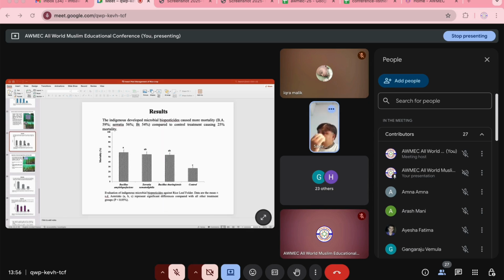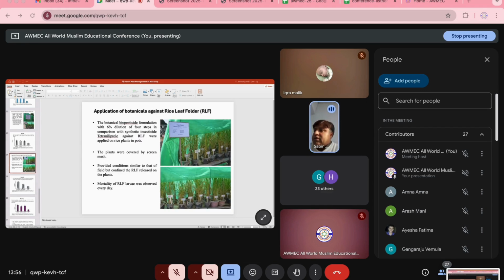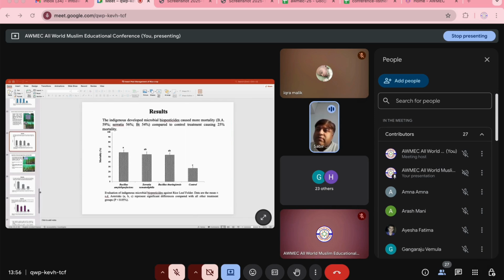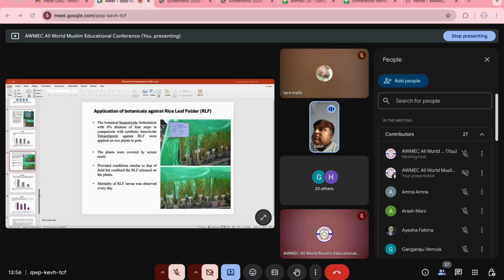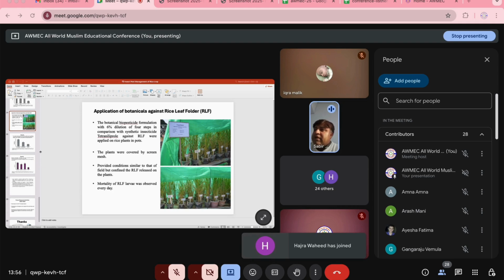After this, we have got a very excellent result. The mortality achieved was more than 60%, around 60%, by using the Bt bacterial-based biopesticide. And this is real-time data we have achieved from the field. Please go to the next slide. After this, we have further used botanicals, meaning plant-based pesticides, which is another technique to control the insect pest. For this purpose, we have developed a local botanical pesticide, very good.